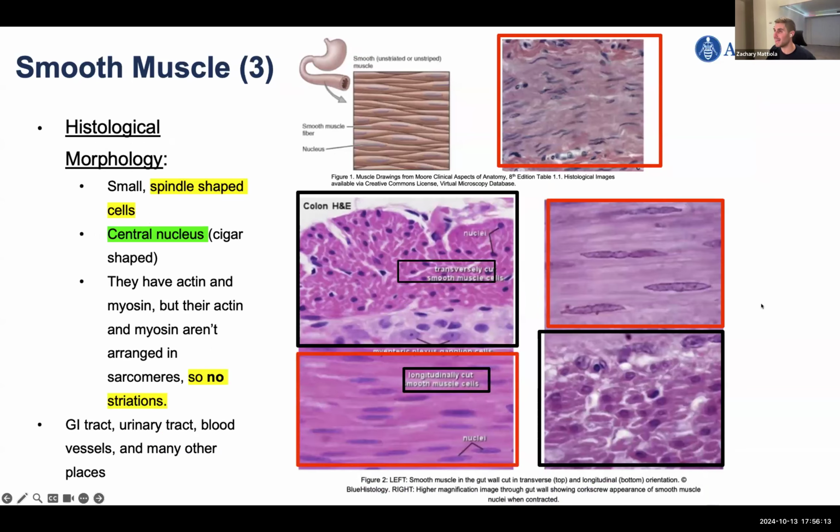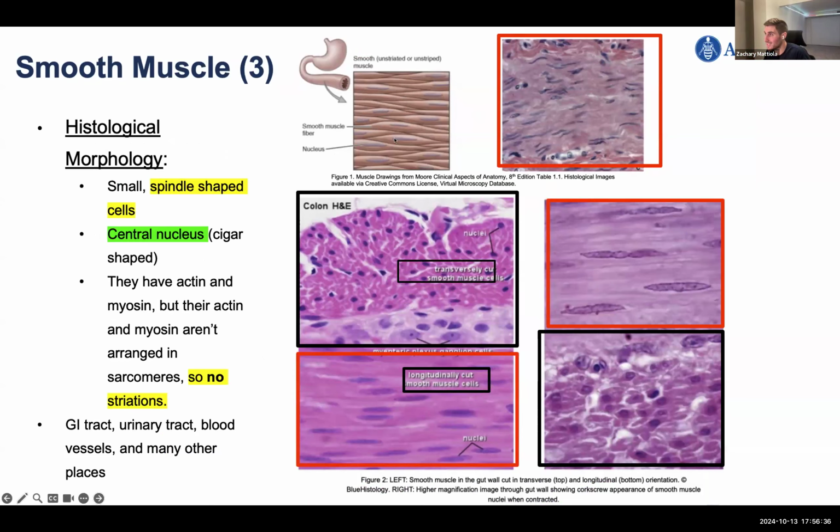All right. So our last type of muscle is going to be smooth muscle. And smooth muscle is kind of the weird one of the group, okay? It's really so much different than skeletal and cardiac muscle. So smooth muscle, the cells themselves are spindle shaped. So you can see this kind of looks like a spindle.